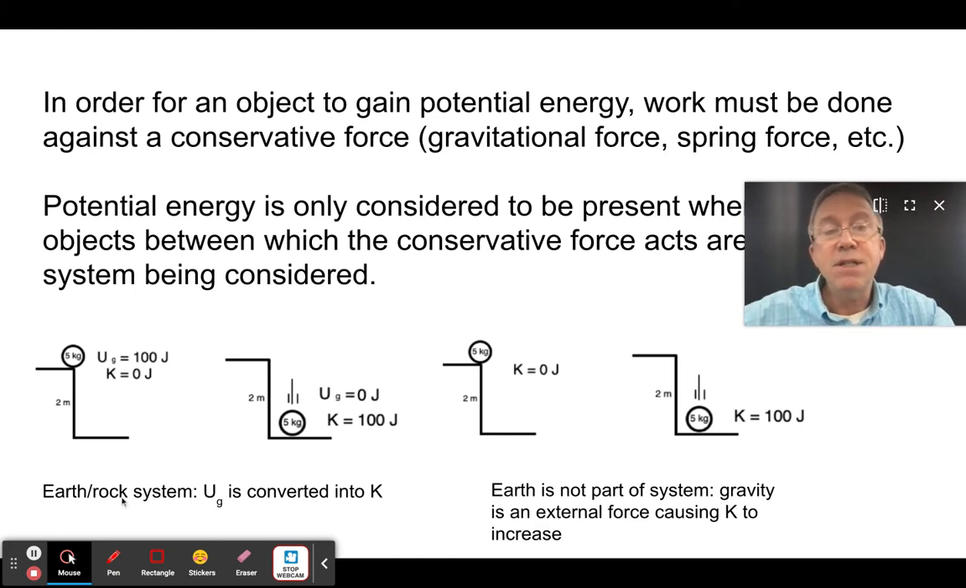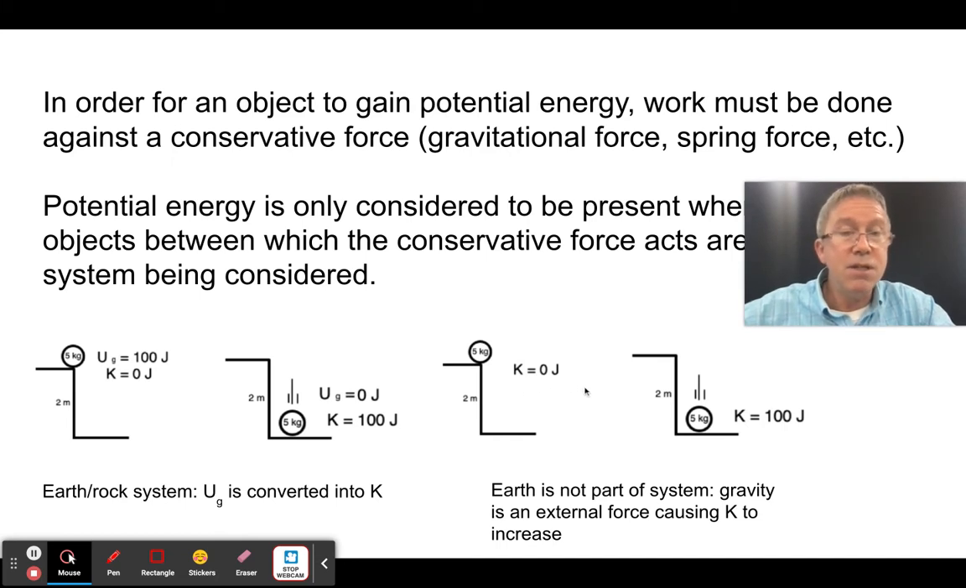So let's take a look at gravitational force, okay? If the system I'm considering is called the Earth-rock system, the force of gravity, the conservative force here, is between the Earth and the object. So therefore, the object can have gravitational potential energy. So if I lifted this object 2 meters and gave it 100 joules, it did 100 joules worth of work, it has 100 joules worth of gravitational potential energy, and as I release that, 100 joules worth of gravitational potential energy is going to be converted into 100 joules worth of kinetic energy. But if the Earth isn't part of the system, I just have an object on a cliff, then instead of saying it has potential energy, I would say that as it falls, gravity is an external force.